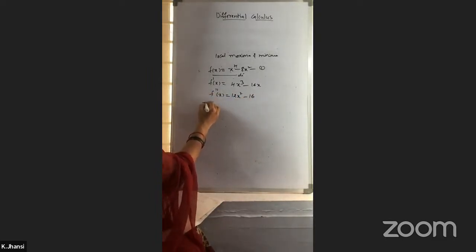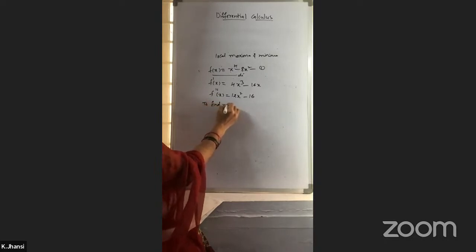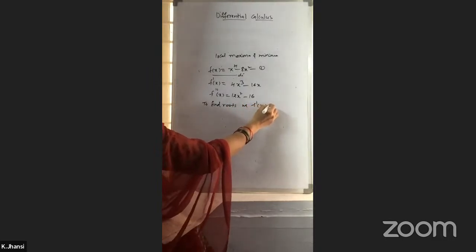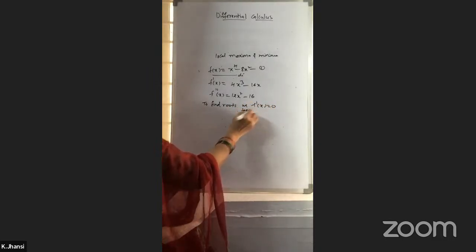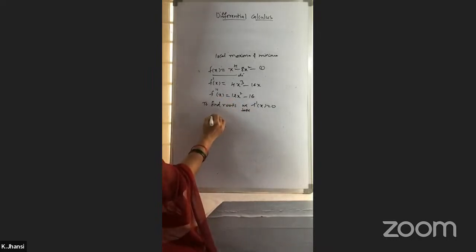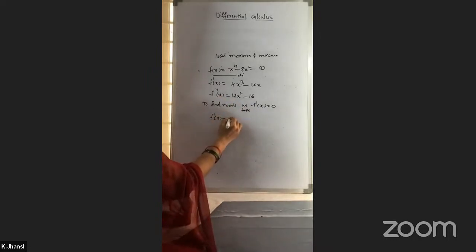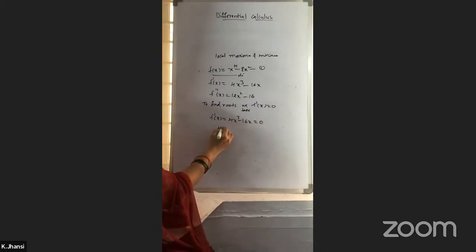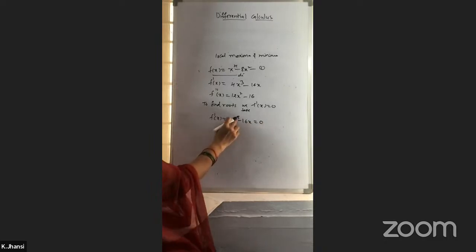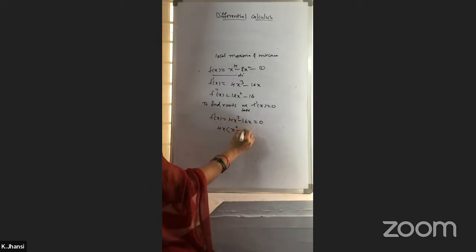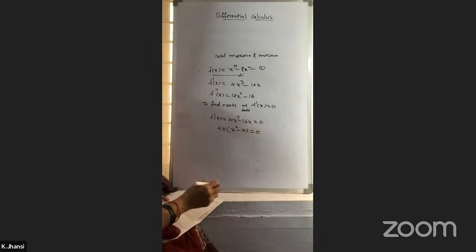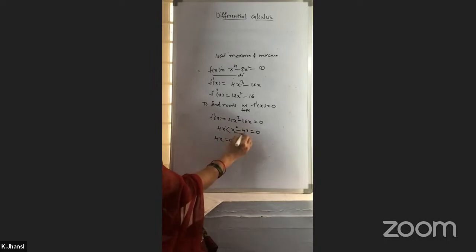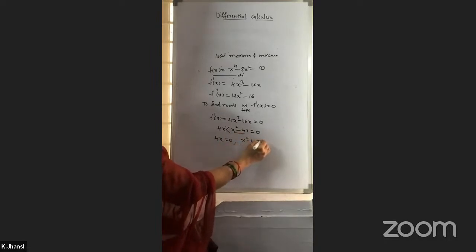Now to find the roots, we take f dash of x equals 0. That is, 4x cube minus 16x equals 0. Here you can take 4x common, so it is 4x into x square minus 4 equals 0. So 4x equals 0 and x square minus 4 equals 0.